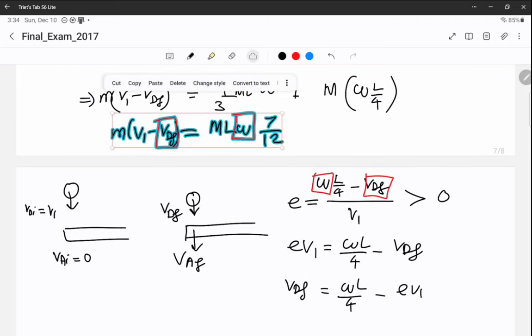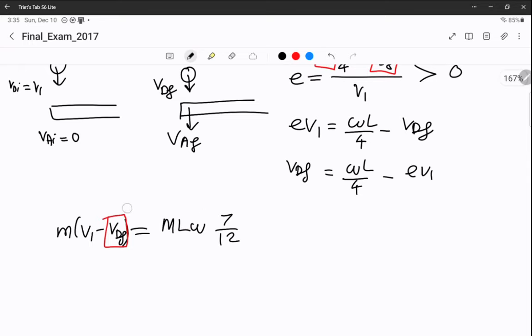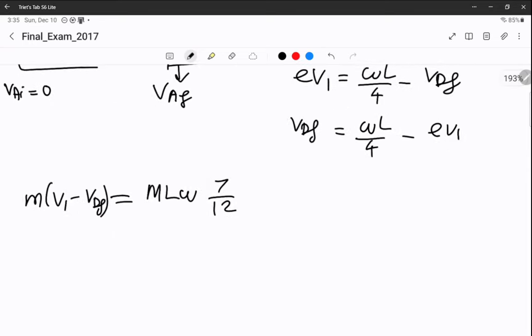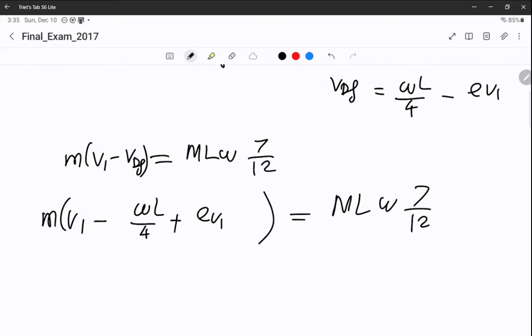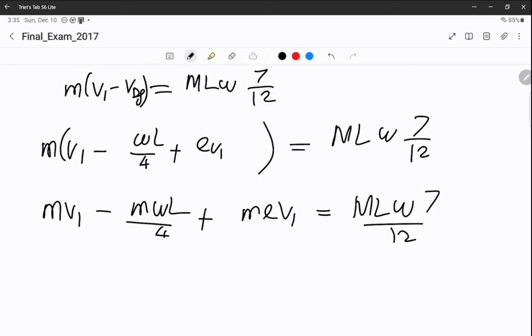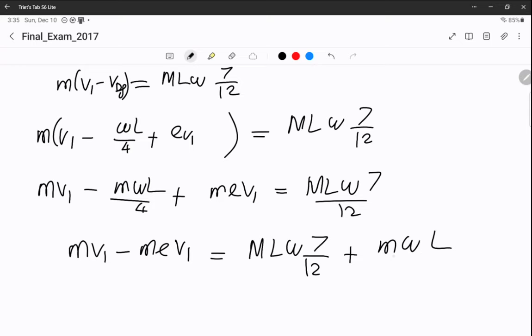And now I'm going to let this go down. You're pretty much done, I think. Like in the exam, you're done. You don't have to continue. But I'm just solving it here. MV1 minus MVDF, where VDF is omega L over 4 minus EV1. When you open the parenthesis here, you get ML omega 7 over 12 equals MV1 minus M omega L over 4 plus MEV1. Here you have MV1 minus MEV1 equal to ML omega 7 over 12 plus M omega L over 4.